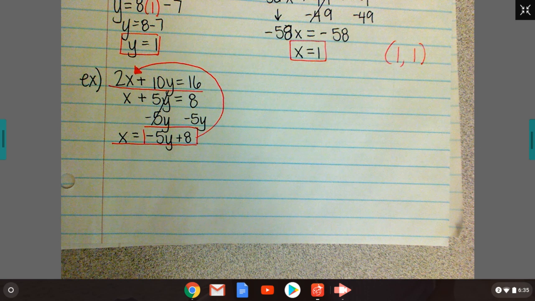So if you're not solved for x or y, then pick one of the x or y's to solve for. It does not matter. Any of the four are fine. Just pick the easiest one.